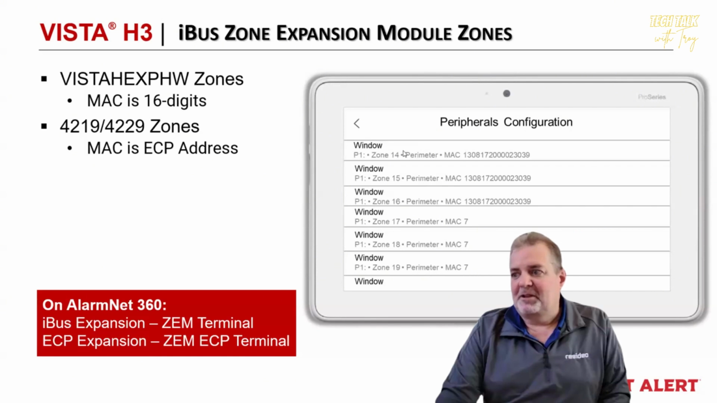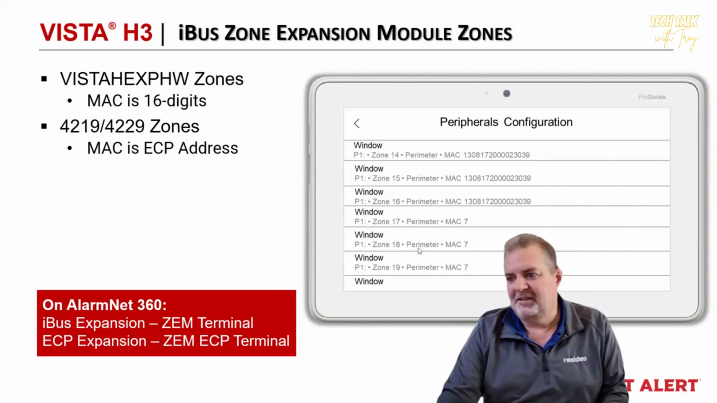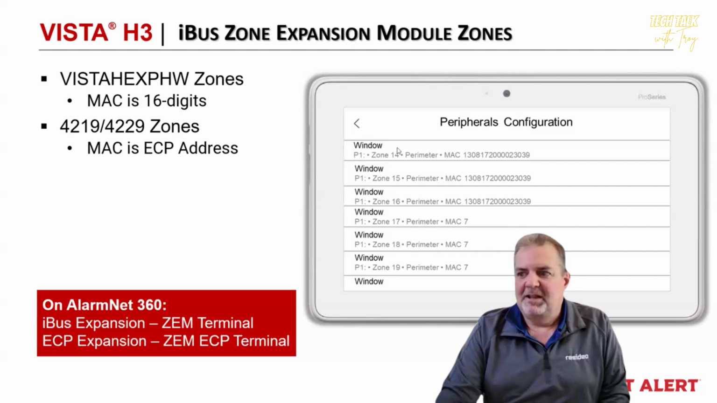The next option here, so we're under peripheral configuration showing you all of the zones here, 14, 15, 16, 17. In these zones, you see the MAC address. The MAC address shown here is for the iBus zone expander, the VISTA HEXP HW. If you're looking at your list of zones and you see the MAC is a single-digit number or a two-digit number, that's the ECP address of that device.